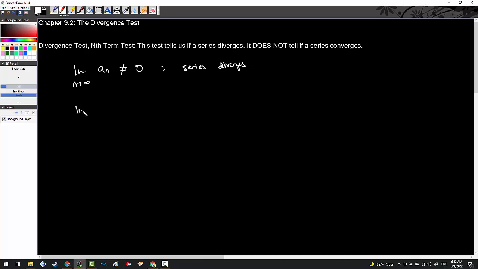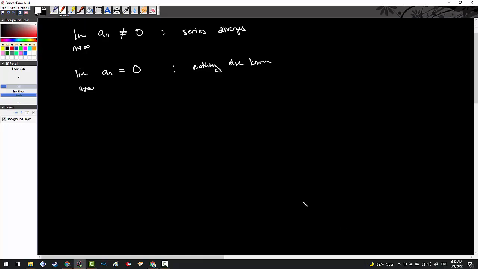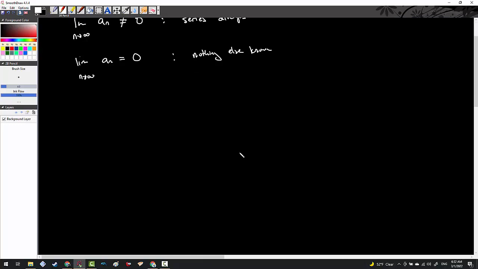The other condition is that if I take the limit as n goes to infinity of a sub n, and I do in fact get zero, we don't know anything about it. So nothing else is known, because we have seen sequences in the past whose terms approach zero, but the series themselves do not converge. I will show you that example in just a little bit. Let me go ahead and show you a couple of examples here.